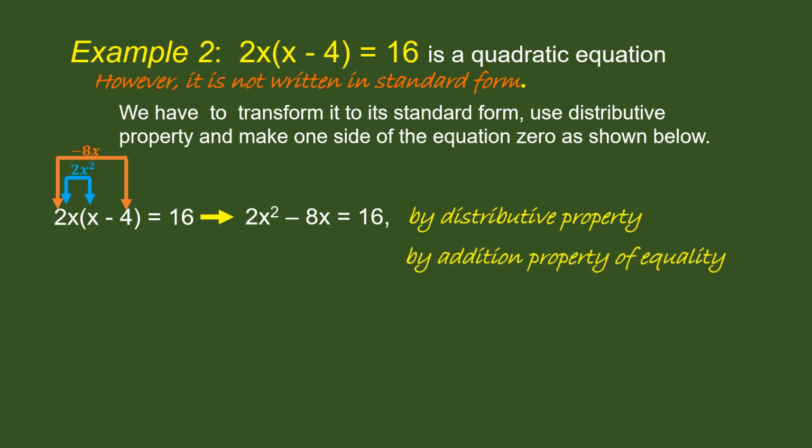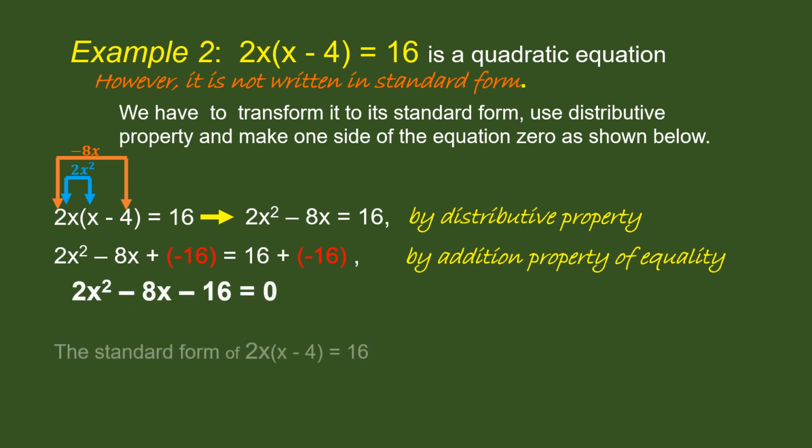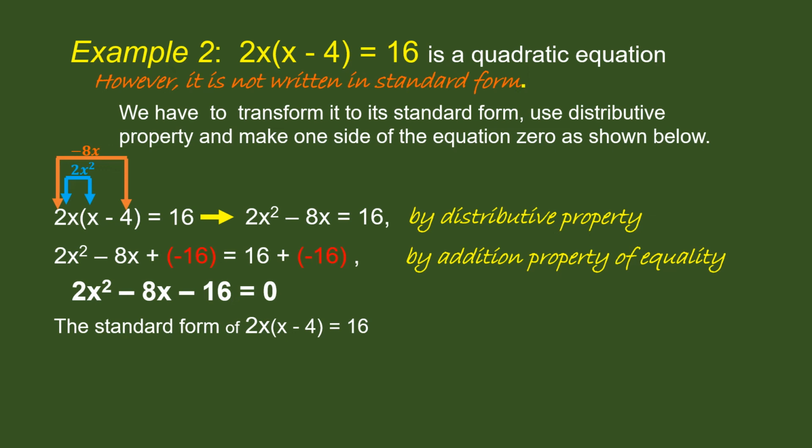By addition property of equality, we have 2x squared minus 8x plus negative 16 is equal to negative 16 plus negative 16. So we get the additive inverse of our constant to make the right side of the equation equal to 0. So we have 2x squared minus 8x minus 16 equal to 0.